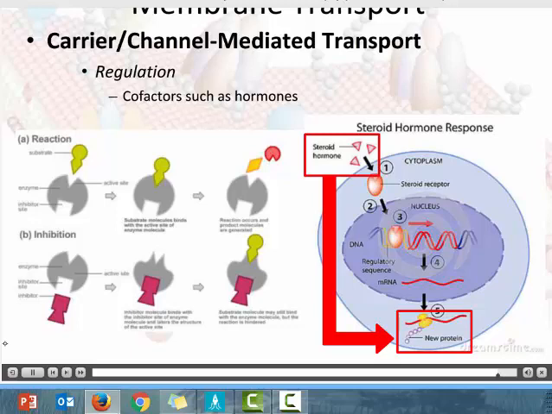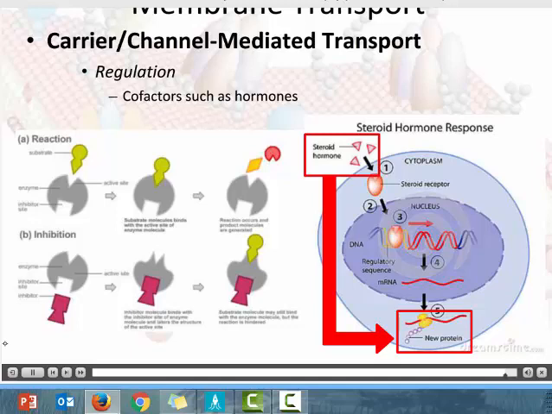Our rate is controllable. So unlike simple diffusion, our cell can regulate the activity or the number of carrier and channel proteins available. The number of receptors is going to limit the ability of a cell to transport material across the plasma membrane, and the more receptors that we have available, the more substances that can be transported.